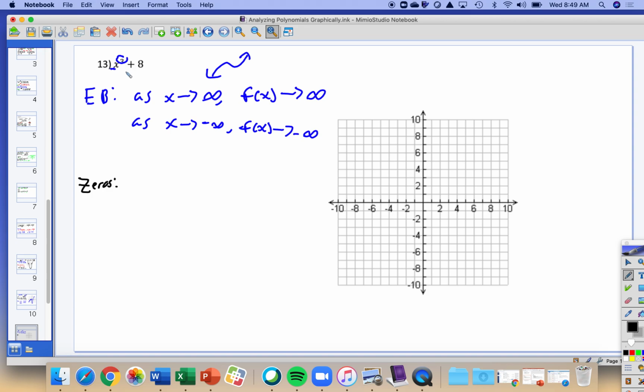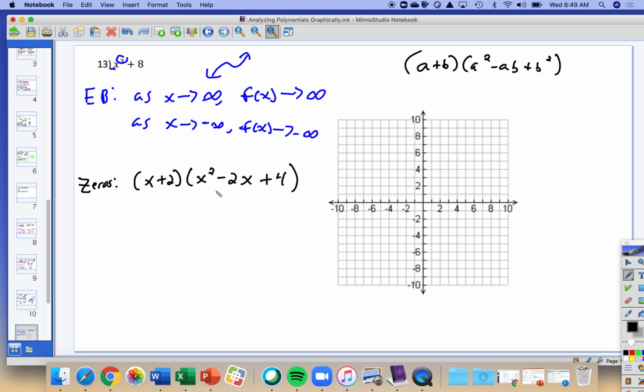This is a sum of perfect cubes. In order to factor a sum of perfect cubes, I have to use my a plus b times a squared minus ab plus b squared. So in our case, it will be x plus 2, x squared minus 2x plus 4. Now, I told you that this right here will never, ever, ever be factorable, and it will never, ever, ever give you real zeros. So this thing, not factorable.